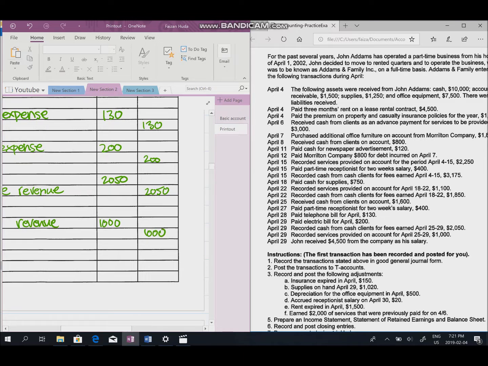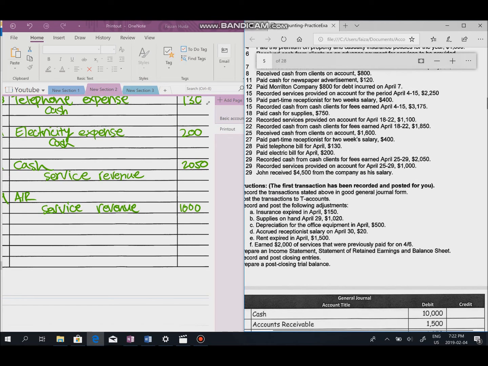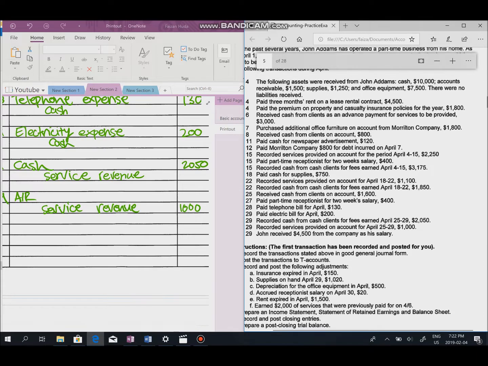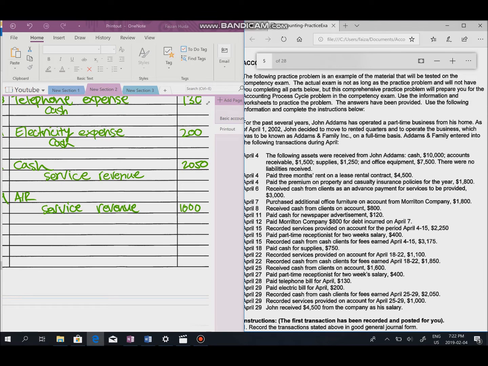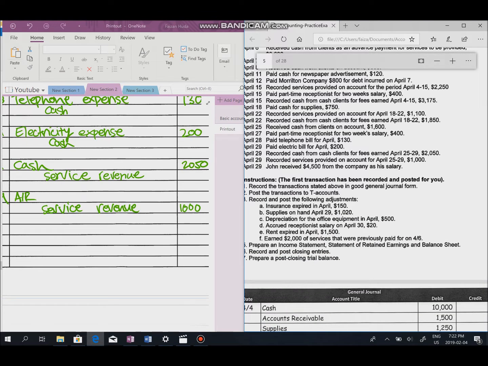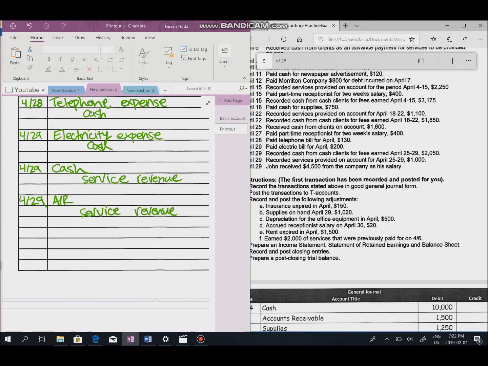Again, April 29, John received $4,500 from the company as his salary. I want to double check if John is the owner. And yes, John is the owner. So basically, this entry, it's kind of funny. The owner himself is paying himself $4,500 as his salary. So since he's paying himself as his salary, this would be salary expense, and you'll lose cash. You debit salary expense.